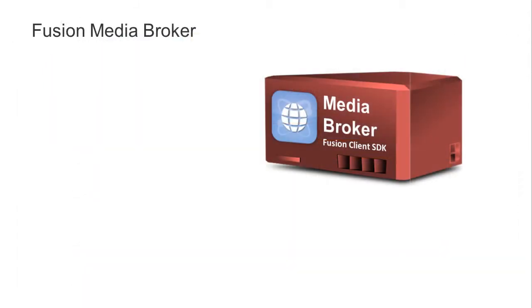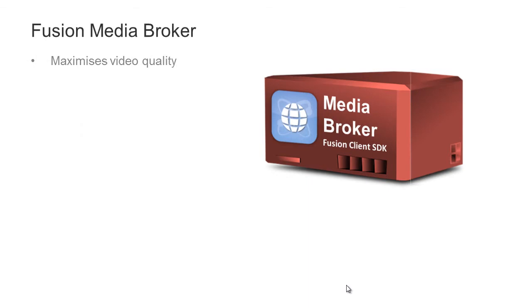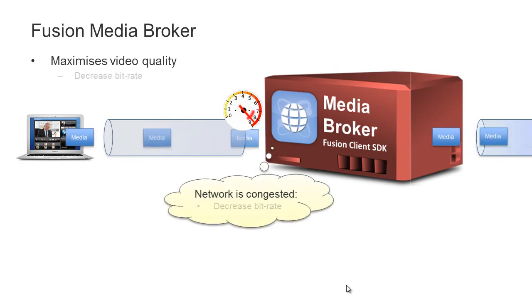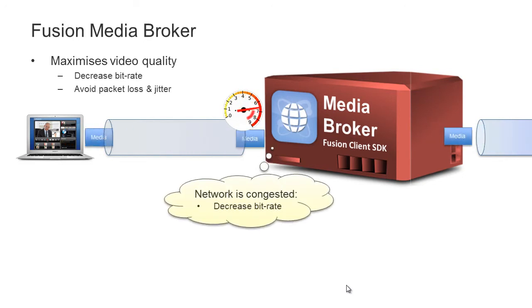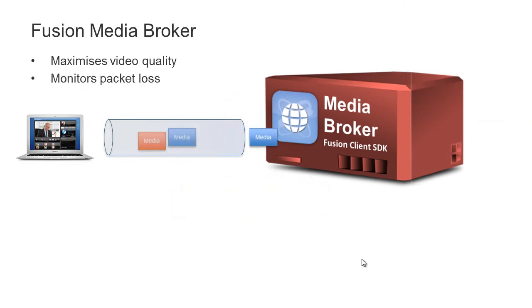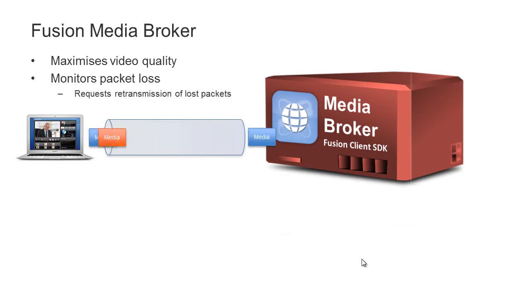Media Broker enables users to share secure video calls from a whole range of devices and to join conferences from almost any endpoint. Media Broker also maximizes video stream quality. It monitors the network bandwidth and, when there's congestion, dynamically decreases bit rates, avoiding packet loss and jitter. It also monitors packet loss, requesting retransmission of any lost packets, inserting them back into their correct sequence. It's amazing the difference lost packet replacement makes to call quality.